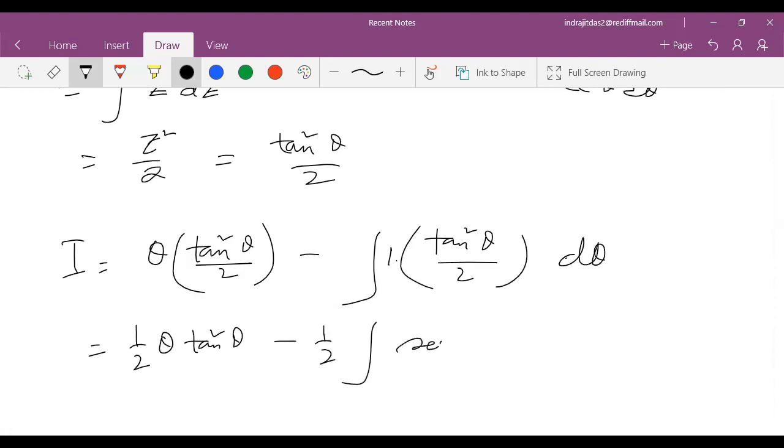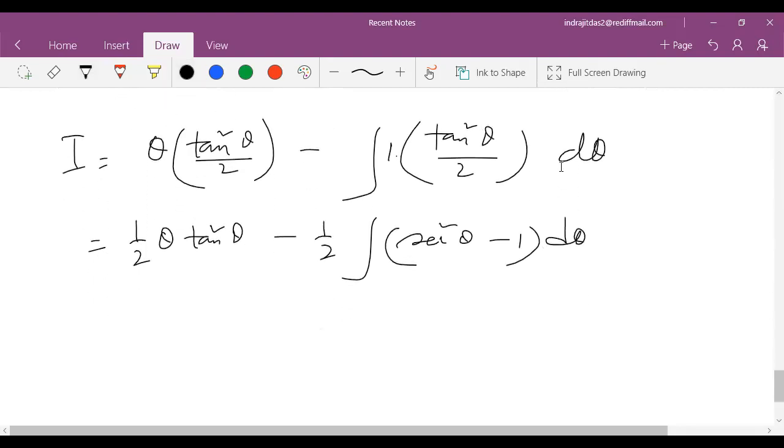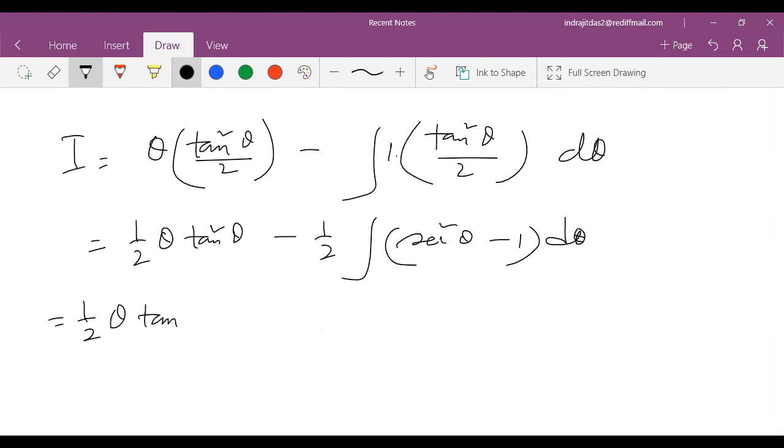Tan square theta is sec square theta minus 1, because we have to integrate tan square theta, converting that tan square theta to sec square theta. So our calculation will be now half theta tan square theta minus half, integration of sec square theta is tan theta. This minus and this minus is plus, half theta plus c.